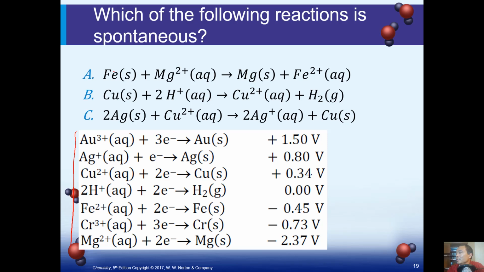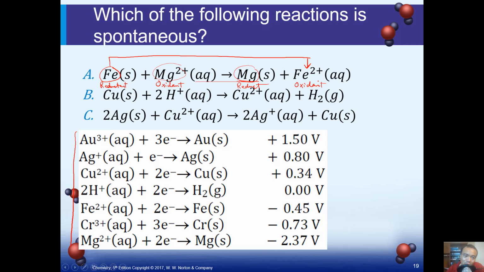Okay, first, this is a reductant because it's being oxidized to a higher oxidation state. So this is the reductant. And magnesium is the oxidant. So after the reaction, you generate magnesium, and magnesium will be the reductant, because when you compare magnesium with the Mg2+, Mg has a lower oxidation state. Fe2+ will be the oxidant.